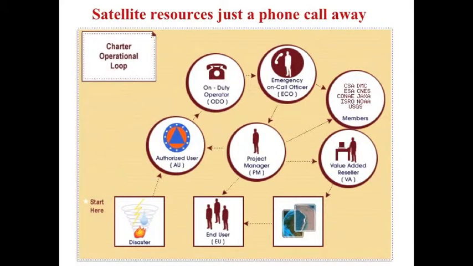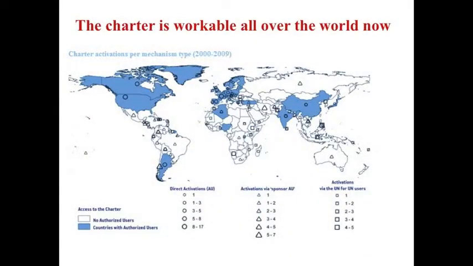Here is the flow for the Charter. When the authority in a country has a disaster, they make a phone call to the operator on duty, and the operator calls the emergency call officer, and then the project manager. Then you can get all the data from more than 10 space agencies. This chart shows you all of the world now, including the authorized users and also non-authorized users through the United Nations getting all the data.